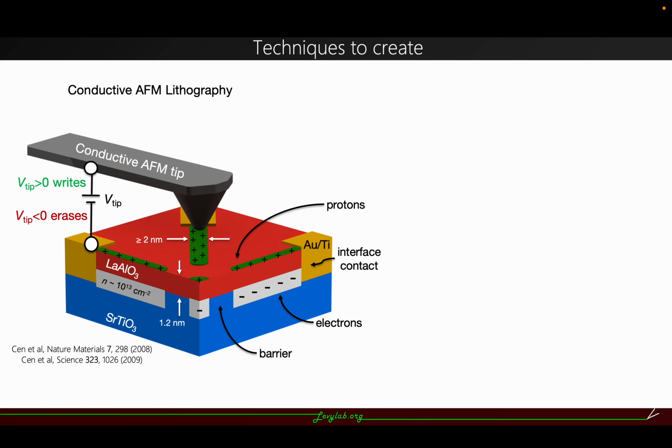This process is reversible. If you sketch with negative voltage, you can remove or erase what you have just written and restore the interface to insulating, which allows us to create local barriers on our device. This technique typically has a resolution of 10 nanometers, and it can be repeated many times because it doesn't do any damage to the crystal.